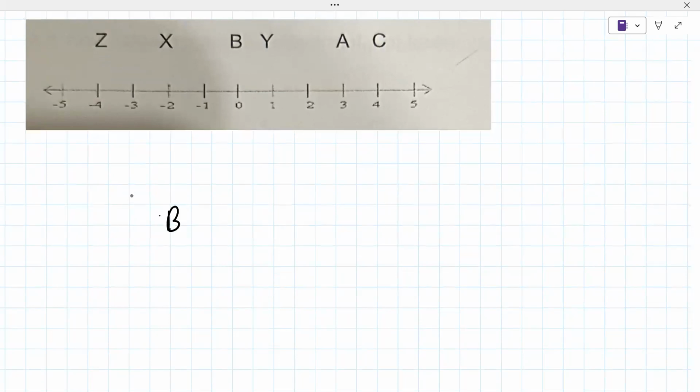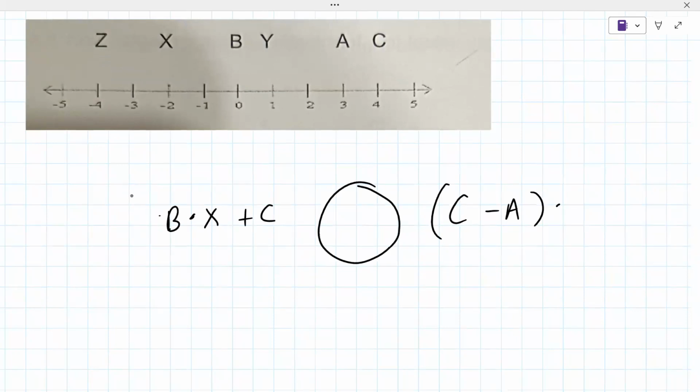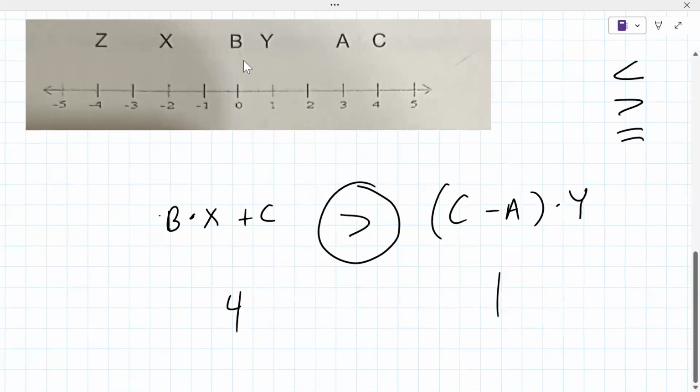Let's do b times x plus c, c minus a times y. Greater than. Right, tell me the value of b times x plus c. 4. 4 and y, c minus a times y. 1. It is 1. Good. Okay. Let's do one more.